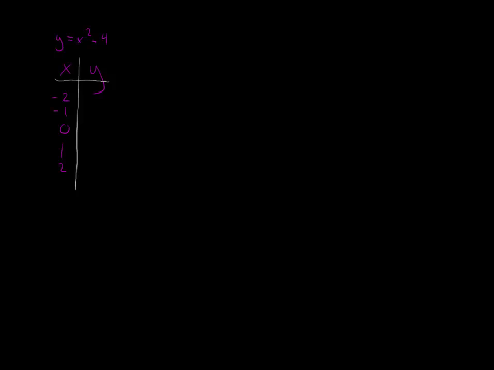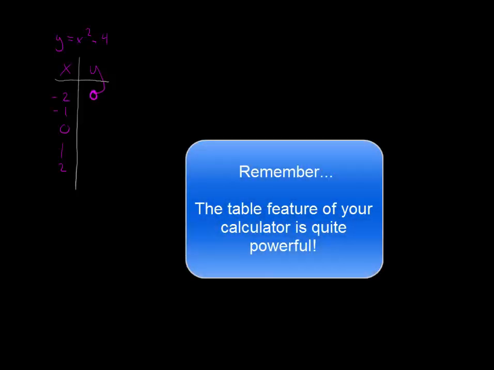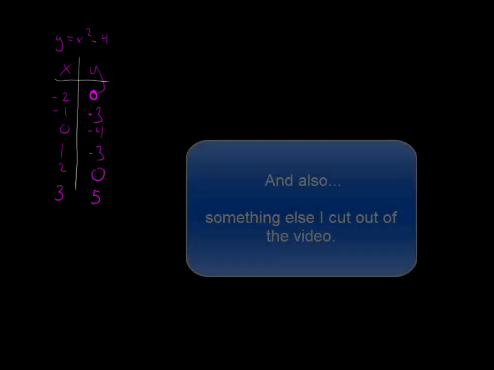Negative 2 squared is positive 4. Minus 4 is 0. Negative 1 squared is positive 1. Minus 4 is negative 3. 0 squared minus 4, negative 4, and then notice that we get this parallel structure. Whatever we put in, a negative value or a positive value, we're going to get the same answer because of the squaring. So 3 squared is 9, minus 4 is 5, and if I were to do negative 3, I'd also get 5. So that parallel structure is a great way to tell whether or not you're dealing with a quadratic in a table.